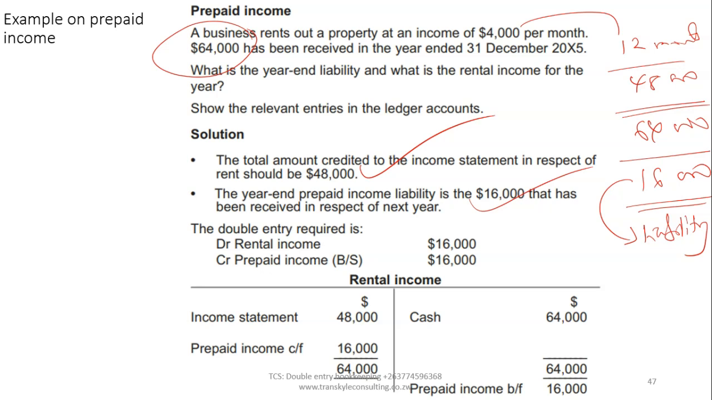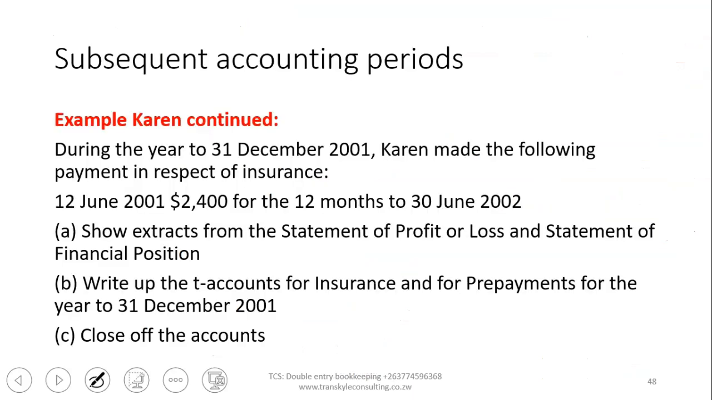So we're going to have this rental income account where we are saying that the transfer to the income statement should be this one, and then the prepaid income 16,000, and we have got this one. So this is it for the prepaid income transactions.